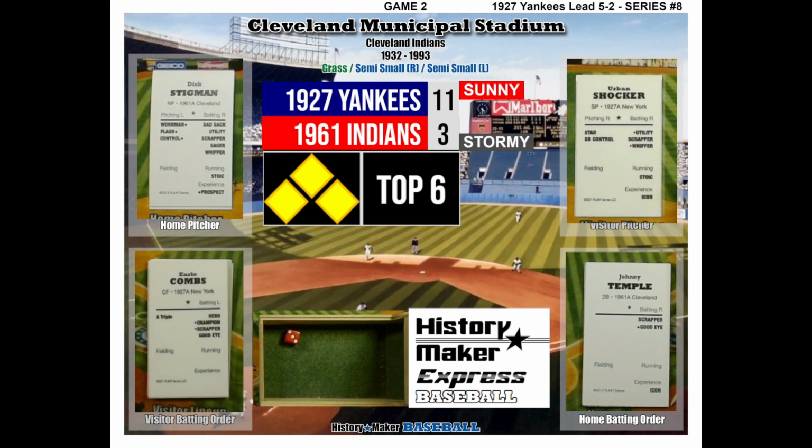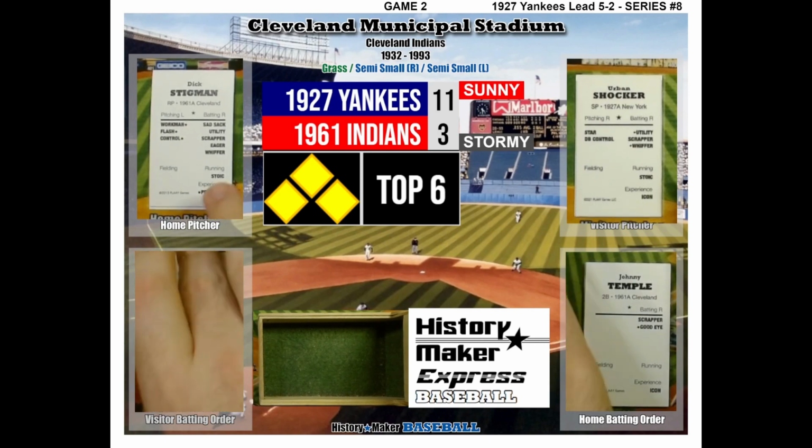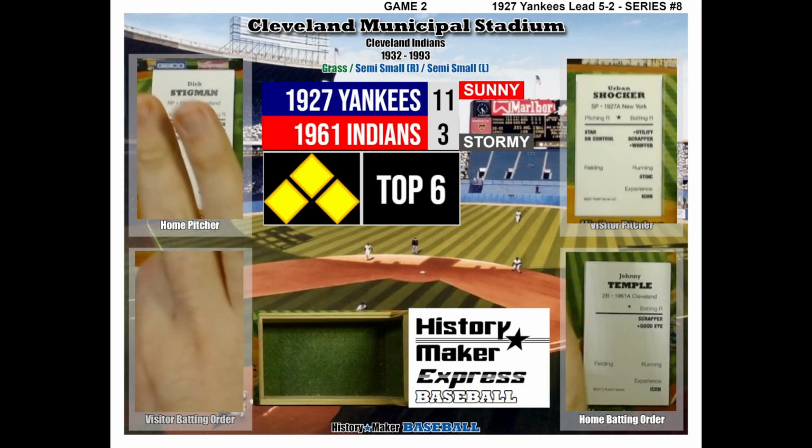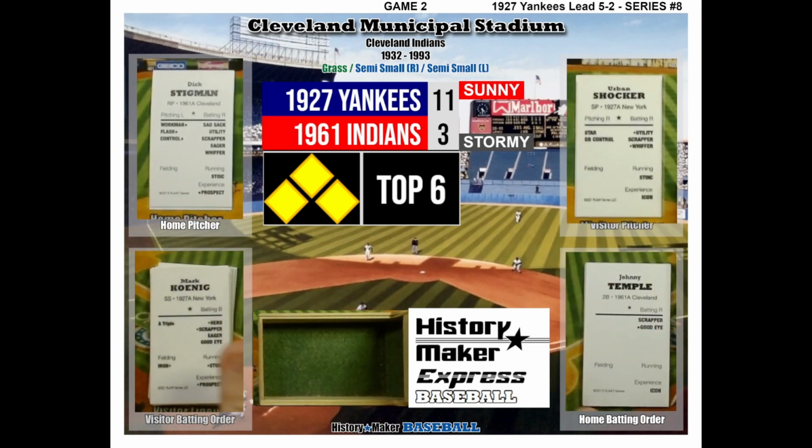A 3 is a single. No, excuse me. 3 is a triple. I'm sorry. 3 is a triple. And 2 is going to be another single. Oh my gosh. This hitting parade by the 1927 Yankees will not stop. Oh, well, that's the way the dice is cast, as they always say.